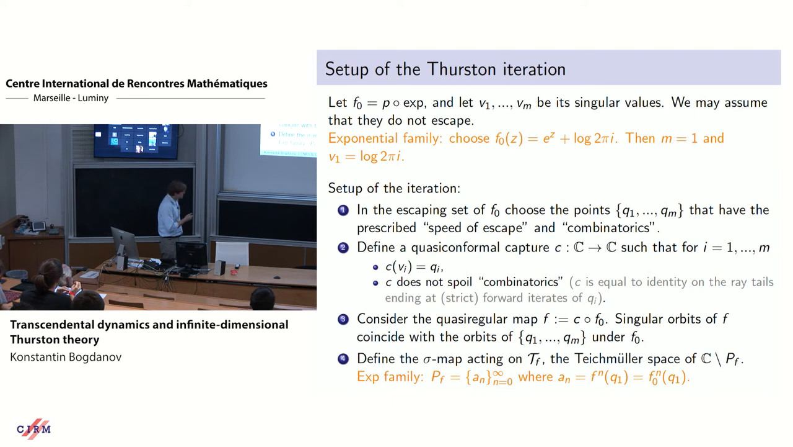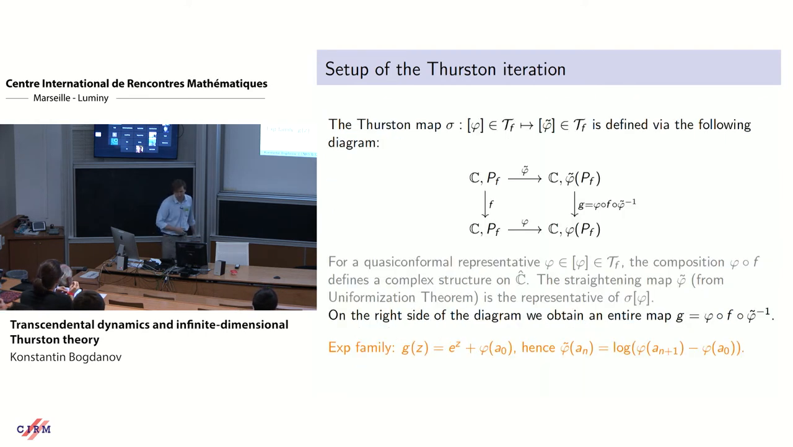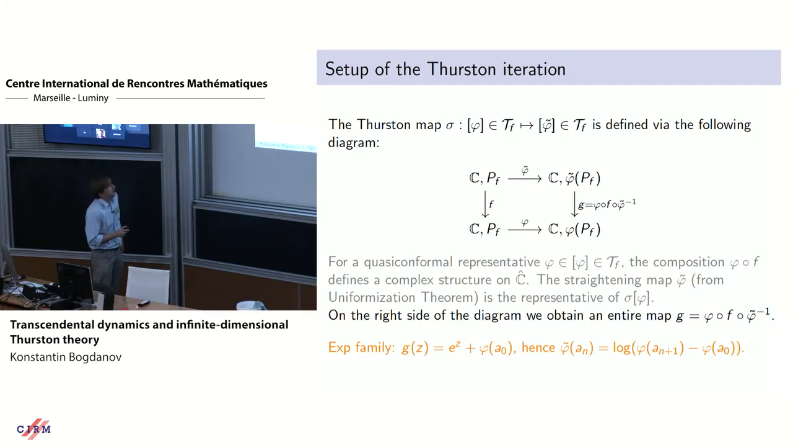So a sigma map is defined in a very simple way, via the Thurston diagram. Basically, we pull back the complex structure from below, and the Beltrami differential, and then we integrate it, and we get some quasi-conformal map P tilde. Then it is a well-defined map on the Teichmuller spaces just because F is chosen to be quasi-regular.